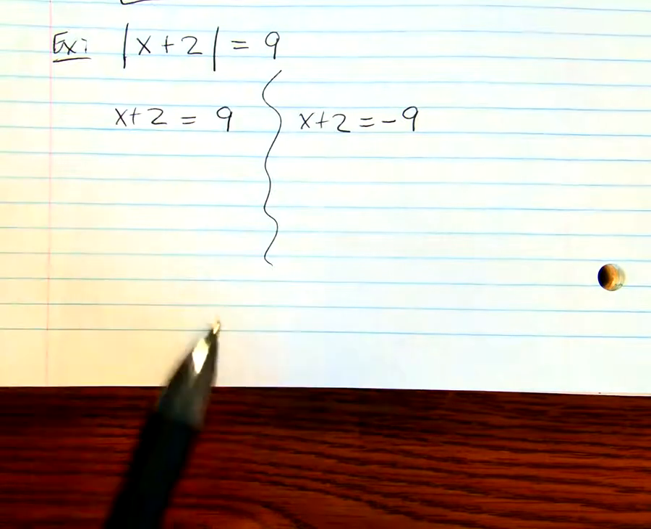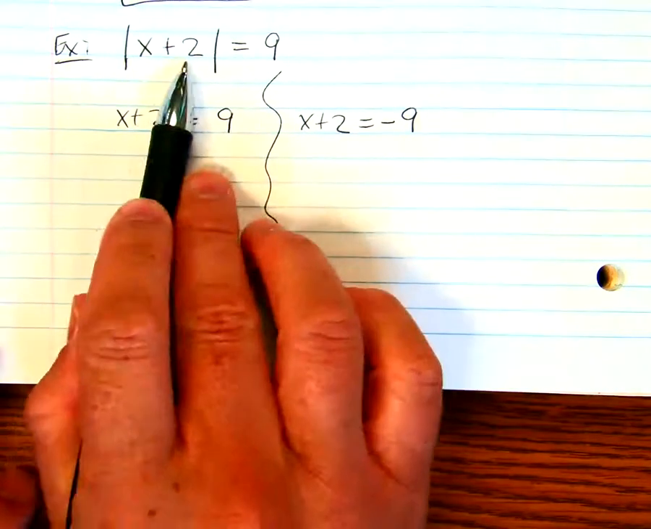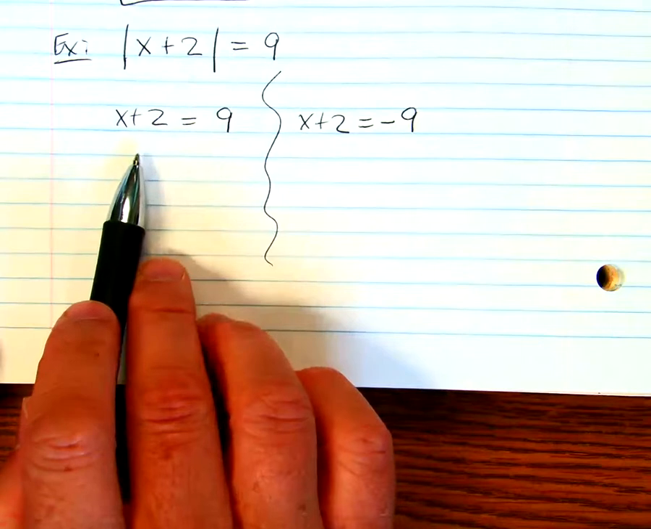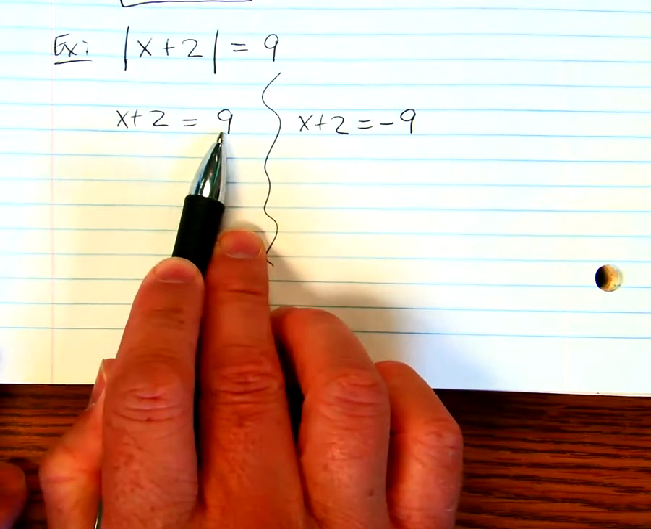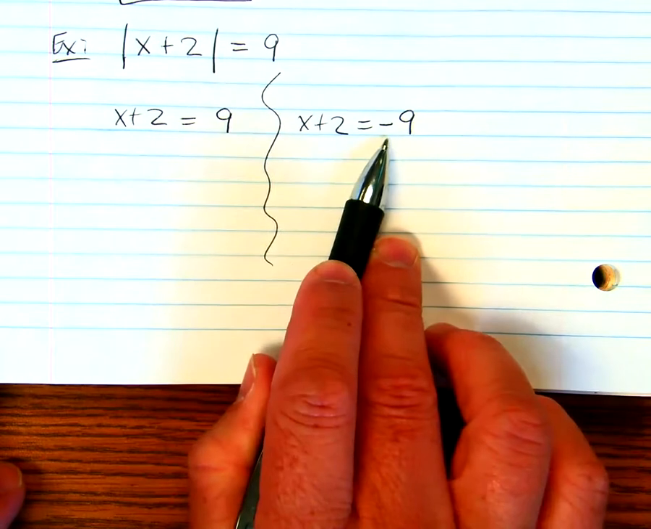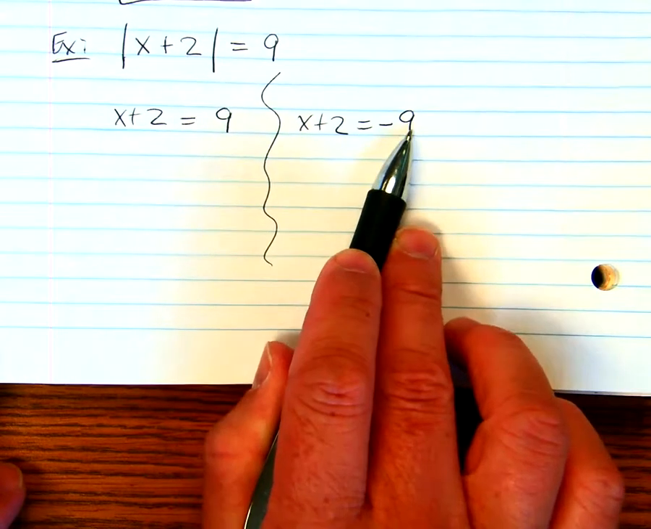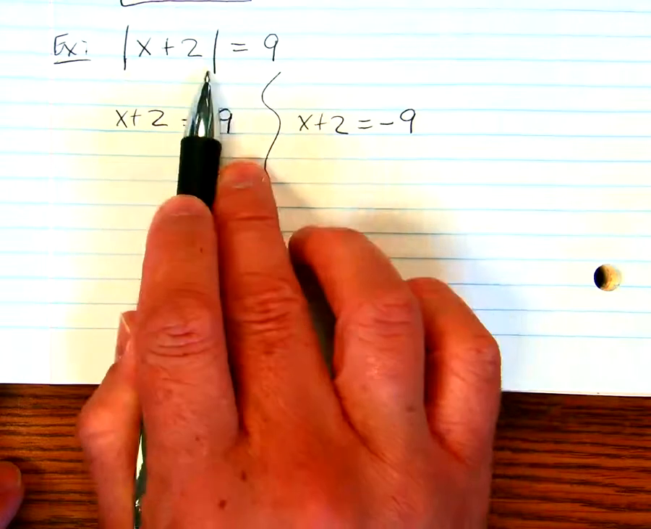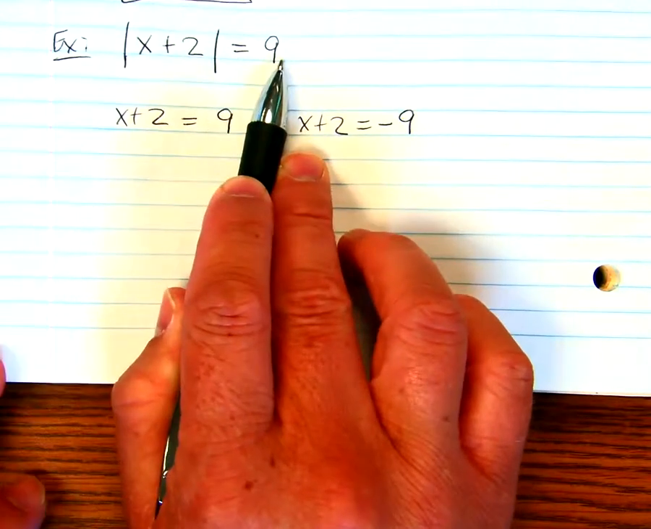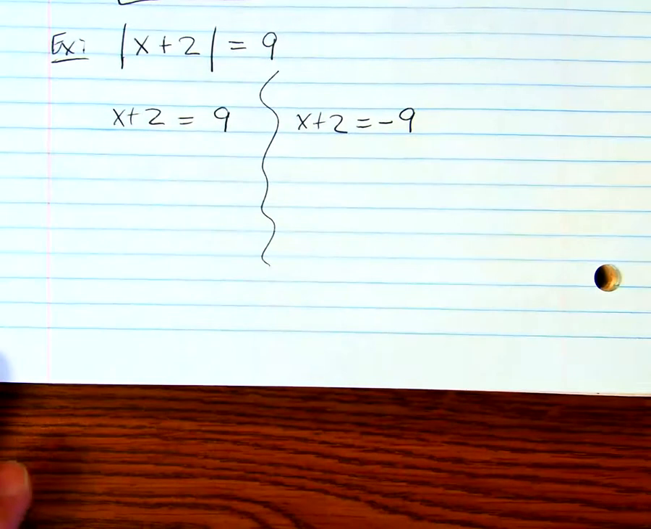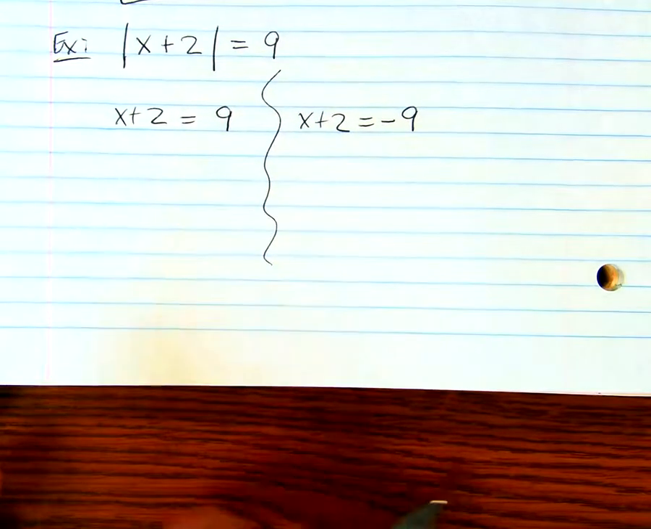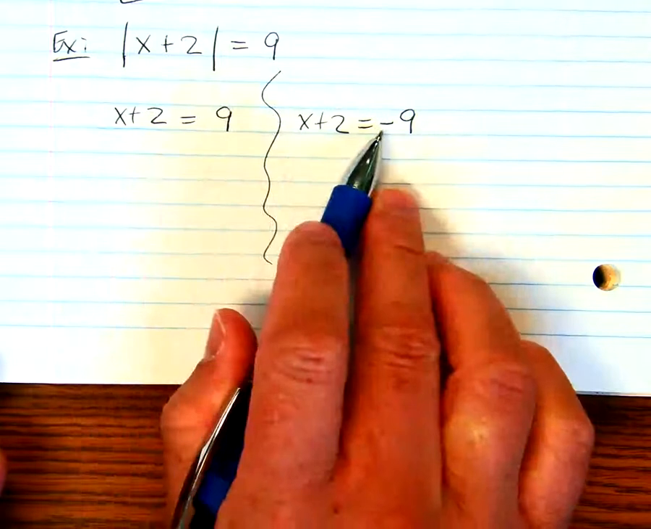So in essence, what we're doing here is we are taking this out of the absolute values, but when we do that, we have to solve for the positive possibility and the negative possibility, because both of these numbers could result in an absolute value that equals 9. As far as how we solve them, it's just like we solve any other equation.